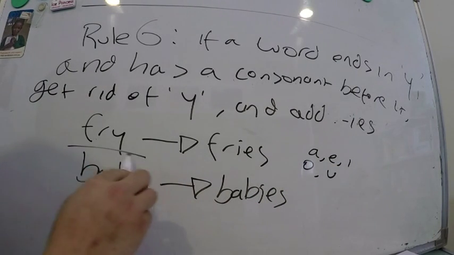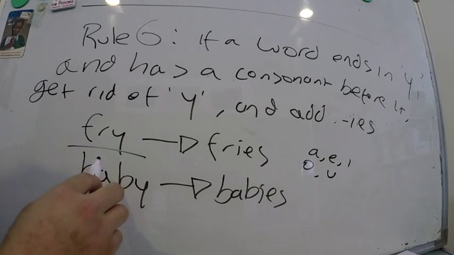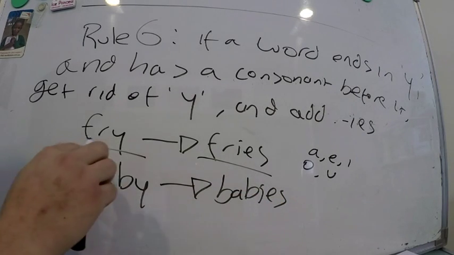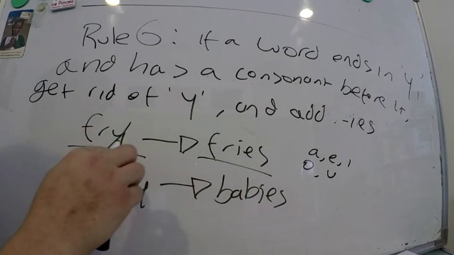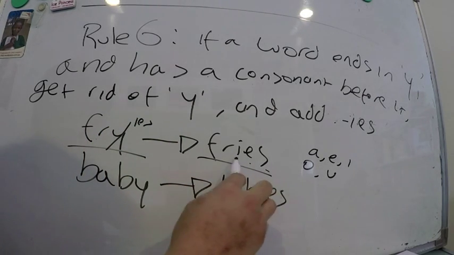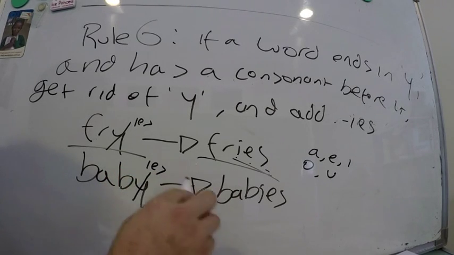So here's a noun, fry, okay? You want to change it to the plural of it, fries. You get rid of the Y and add IES. Fries, IES, right? Baby, you want to change it to the plural, babies, more than one. Get rid of the Y, add IES. Babies, IES. And that's our 6th rule. And those are our singular and plural nouns.